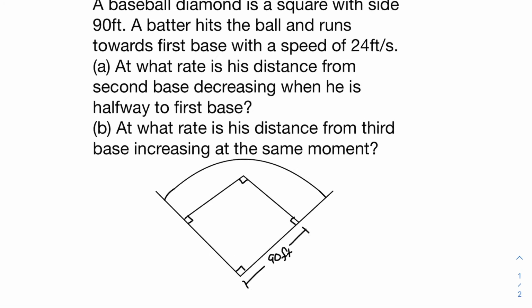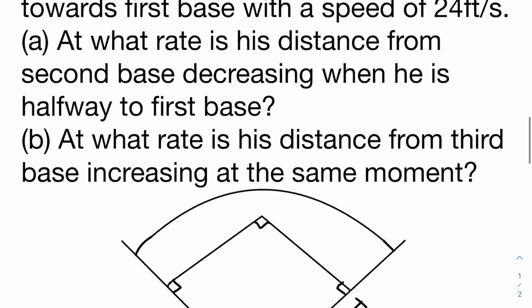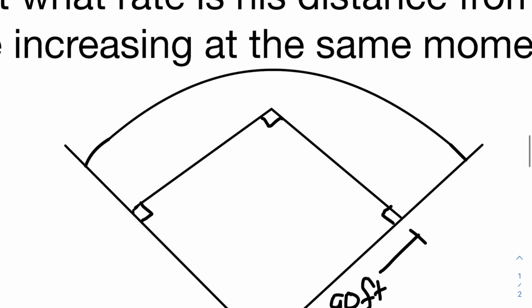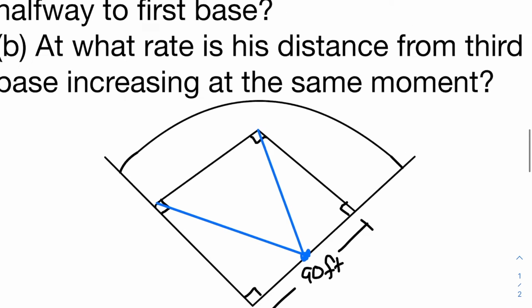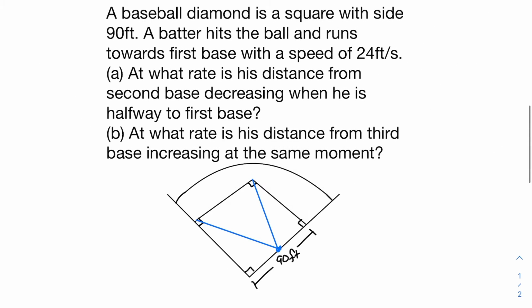First things first, I'm going to zoom in a little bit and label part of this. We're talking about halfway to first base and the distance from second, and also the distance from third in parts A and B. We're going to see how those values are impacted for this triangle. So let's take a look at part A by itself.